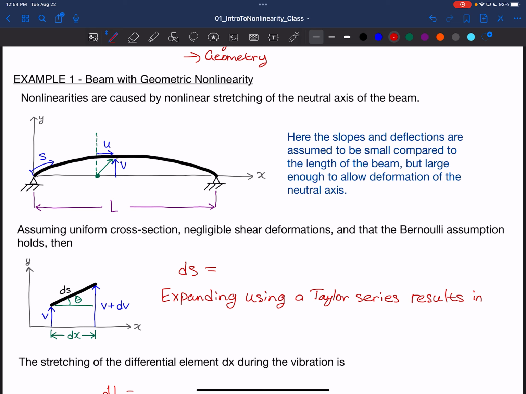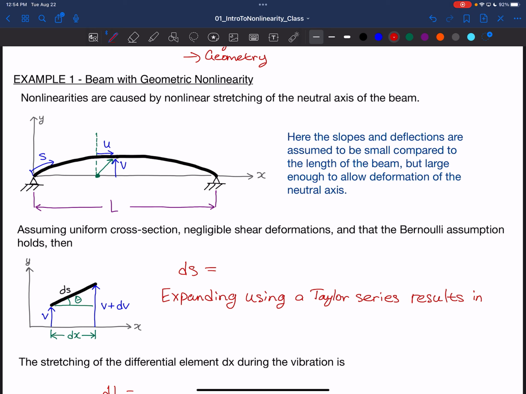Okay, so here U is the deformation of that neutral axis being stretched in the horizontal direction, and V is a vertical deformation of this beam. S is arc length throughout this. We're making some assumptions here: a uniform cross-section, negligible shear deformations at this point, and we've also asserted the Bernoulli assumption.